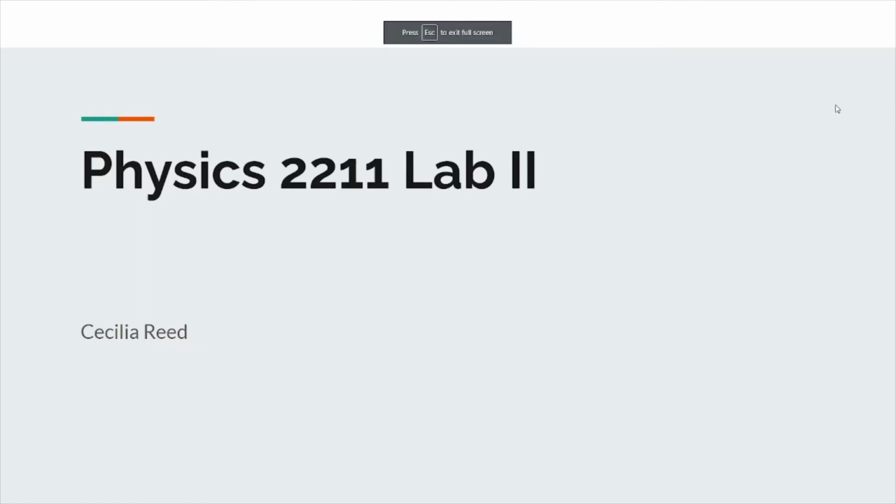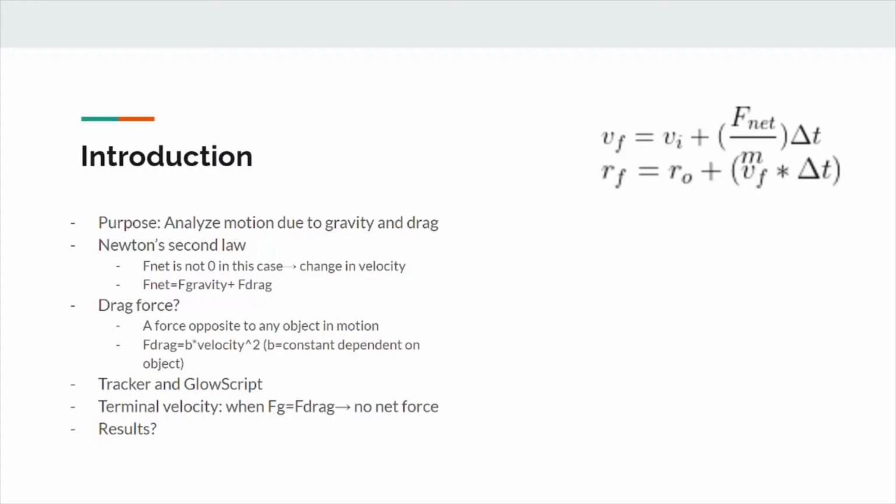Hello, this is my second lab report for Physics 2211 regarding the movement of an object with gravity and drag force. The purpose of this experiment is to study the motion of an object due to gravity and drag force and make predictions using Newton's second law, which is interesting because F net is no longer zero, indicating a changing velocity. This is demonstrated through the two equations showing the change in position and velocity on the right. One can see that if F net is not constant, then a new Vf will influence the change in position.